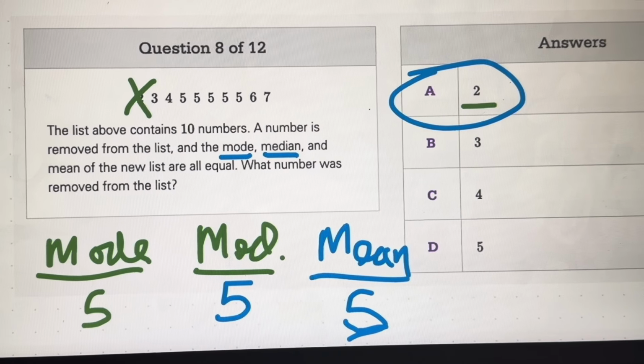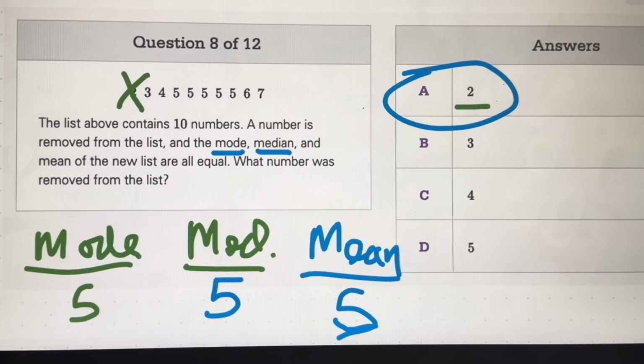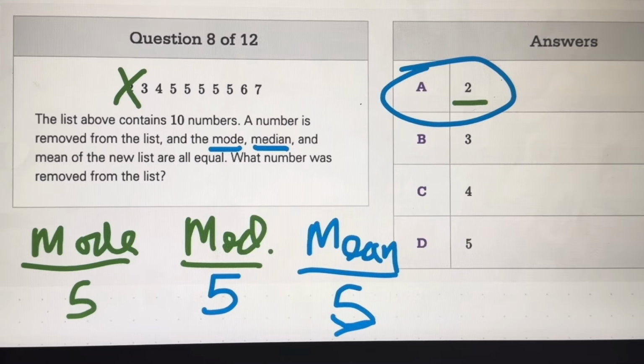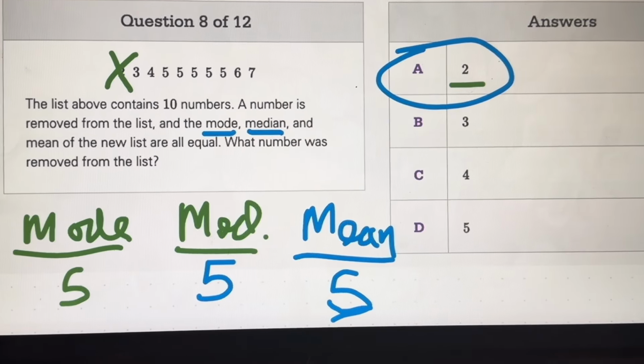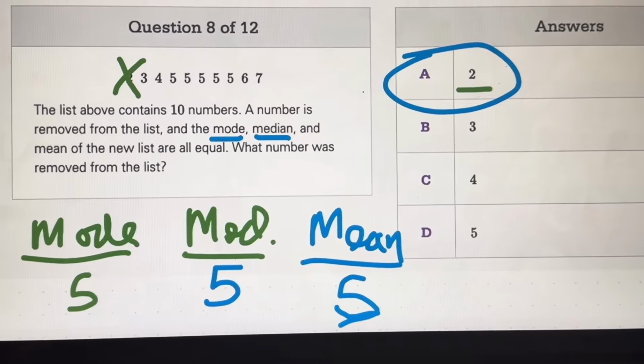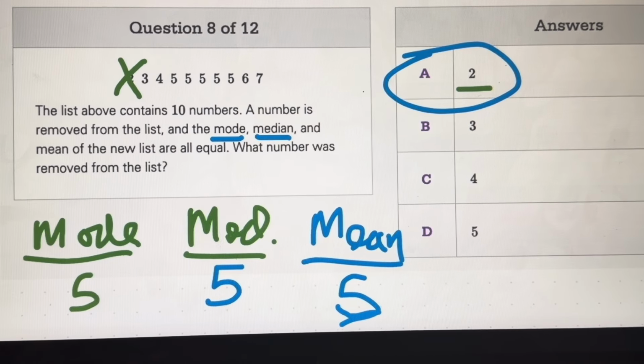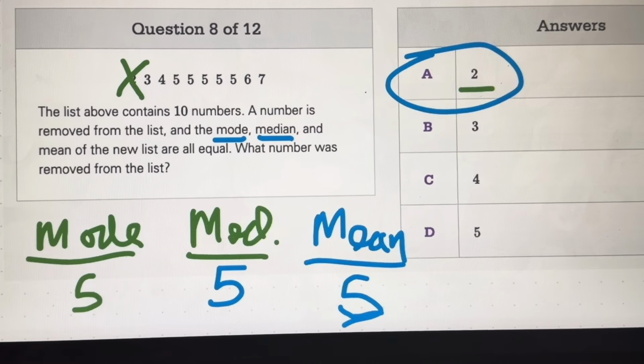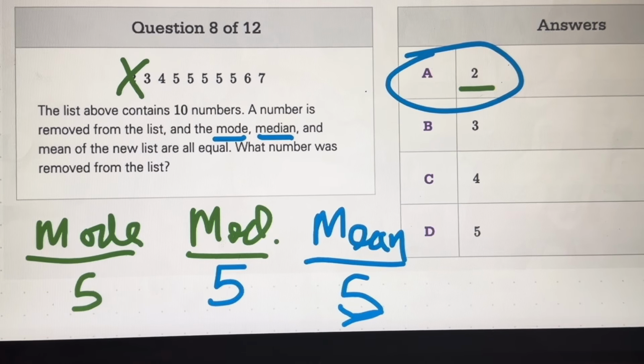So does it make sense when I say it's probably smart to test all the answer choices? Yeah. Because you've got the time. You might as well be extra sure. But here, again, you just have to know what mode means. You have to know what median means. You have to know what mean means. As long as you know that, it's pretty easy to test.